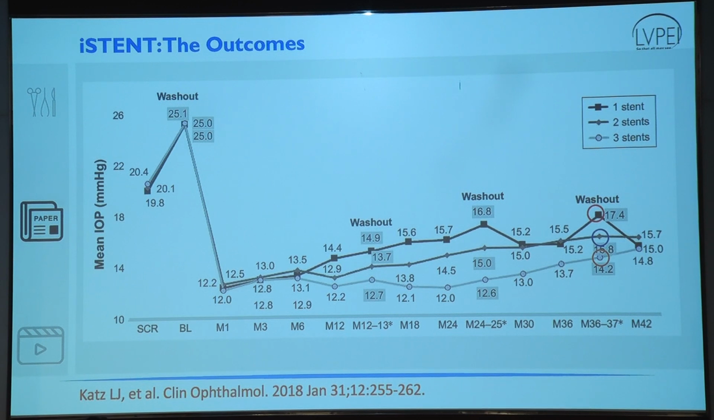So three iStents is equal to trabeculectomy, but each iStent is going to cost somewhere between 1.3 to 1.5 for the patient. So when the Ambanis come, you can offer three iStents to them. Once again, this is just a joke.